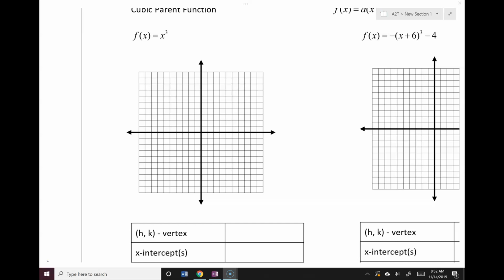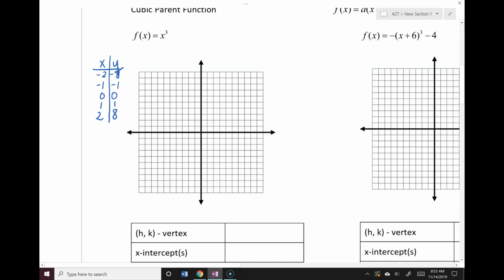Of course we're going to start with the parent function. The parent function has parent function points just like all of the other functions did. So for our cubic, the x values go from -2 to 2. The reason is that, just like the parabola, you can substitute those values in and get a corresponding y value. There are no restrictions on the cubic function. So -2 cubed is -8, and that corresponds to -1, 0, 1, and 8.